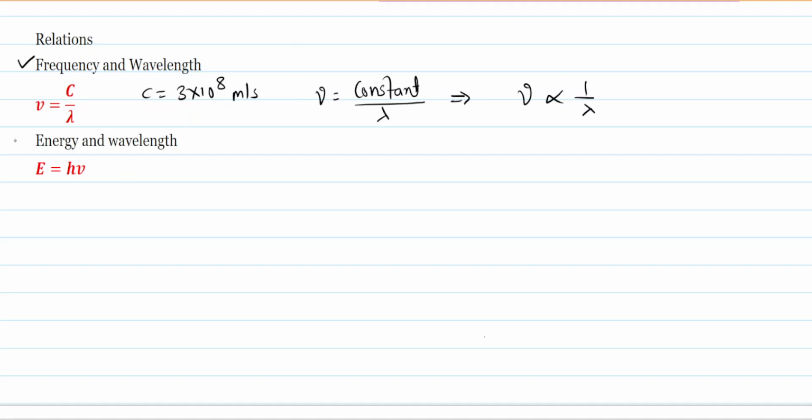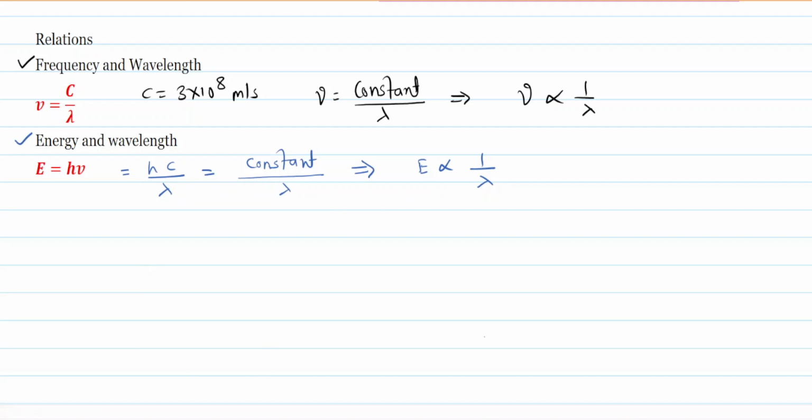Then the second relation is between energy and wavelength. Here energy is equal to Planck constant into the frequency. Now instead of frequency we write c divided by lambda. Therefore it becomes the Planck constant into the velocity of light, and the whole value h into c becomes a constant, divided by lambda. This indicates energy is inversely proportional to the wavelength. From the earlier equation it is clear that energy is directly proportional to the frequency.